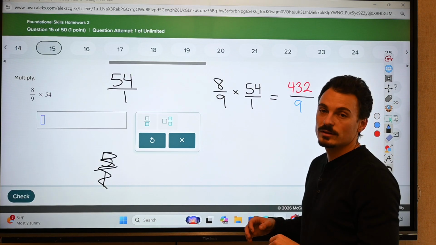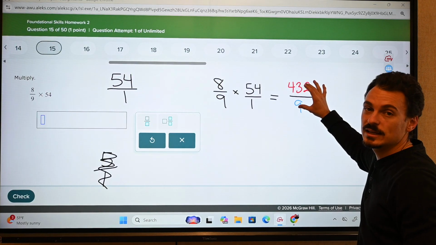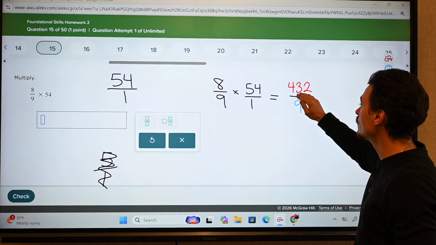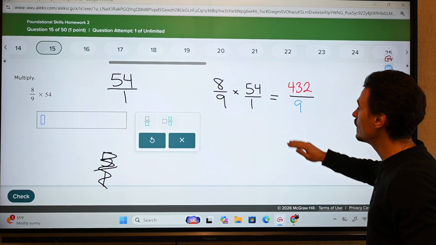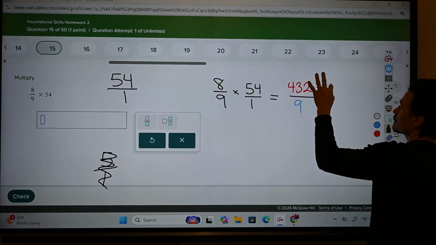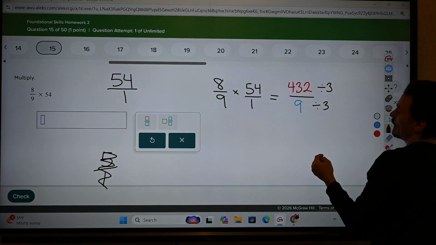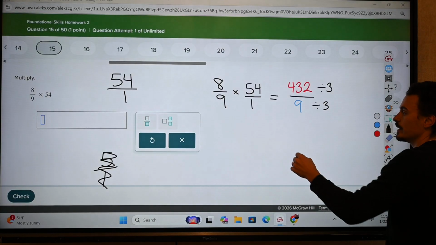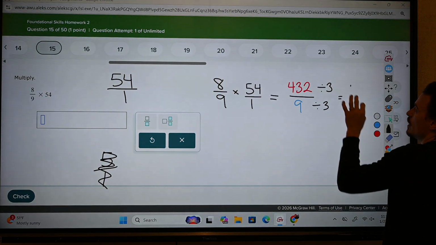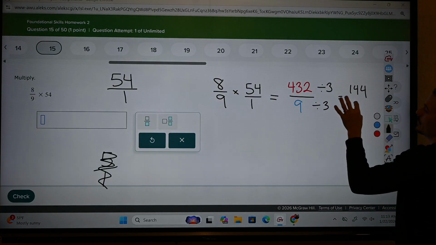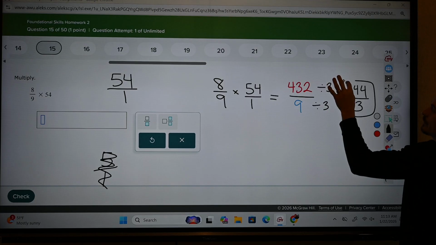So then you would try to simplify this fraction. So see if 9 can go into 432. Check to see if 3 can go into 432, which I think it does, by the way. So we can divide this by 3. Okay? 3 goes into 432. Ooh, man. 144 times 3.